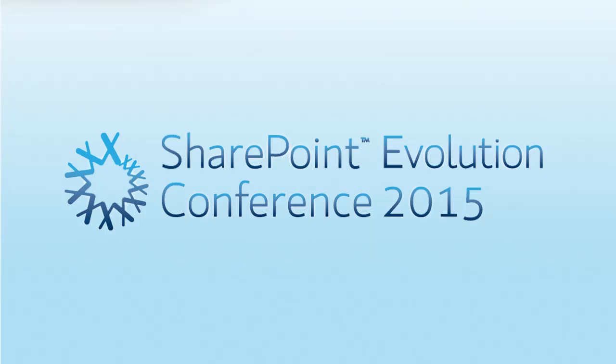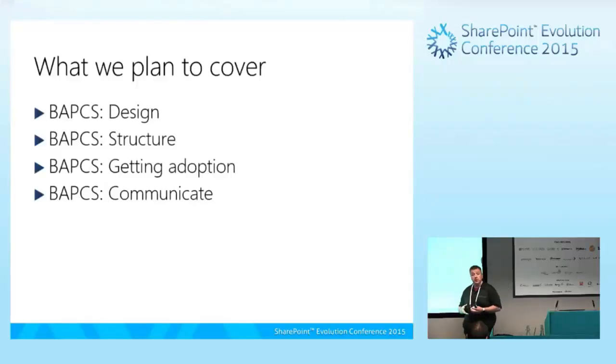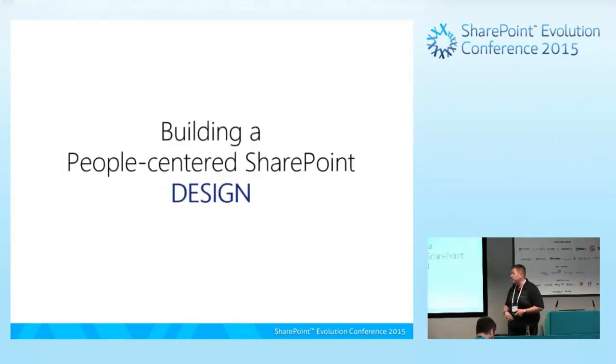So we're going to basically break this down into 4 different steps. We're going to talk a lot about design, which I think is a very critical part of actually building a people-centered type SharePoint environment. Structure and some of the things you can do there to help both your contributors, but also your end users and that kind of stuff. We're going to talk about adoption a little bit, and we'll talk about some of the things that you need to be thinking about when you do these things, and then also communication on top of that.